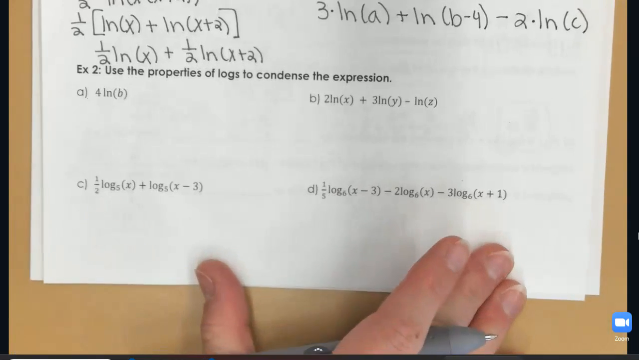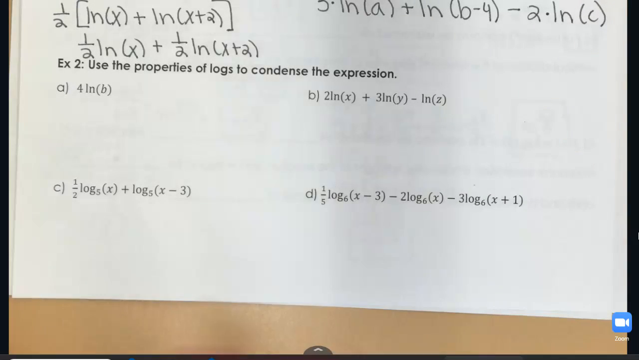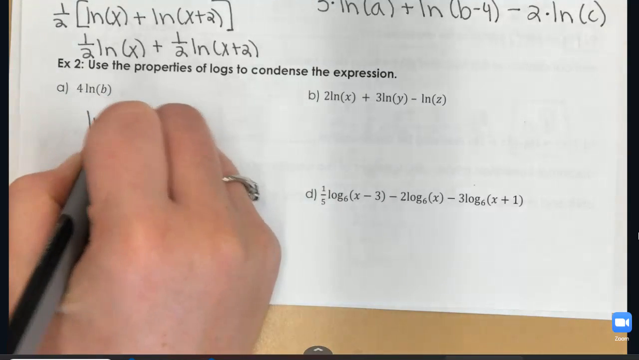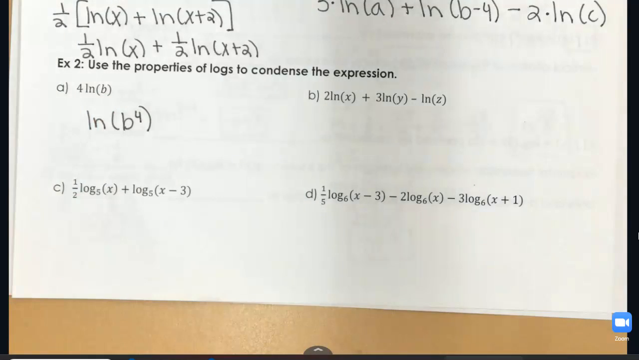All right, we are going to do this the other way around now. We're going to consolidate into a single log expression. Starting on a, I have 4 natural log of b. That means the 4 was originally an exponent, so that would be the natural log of b to the 4th power.